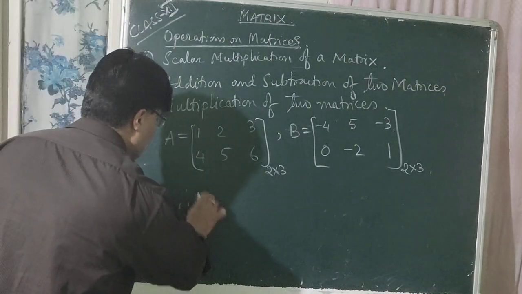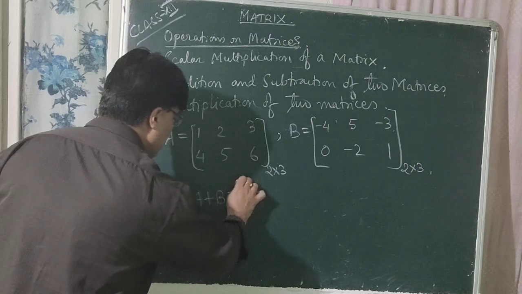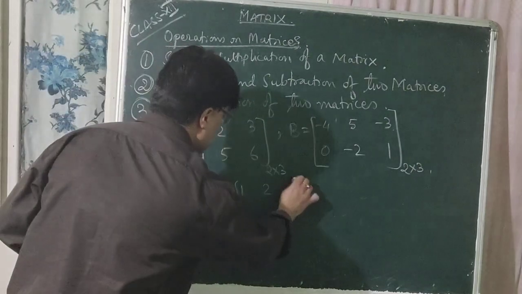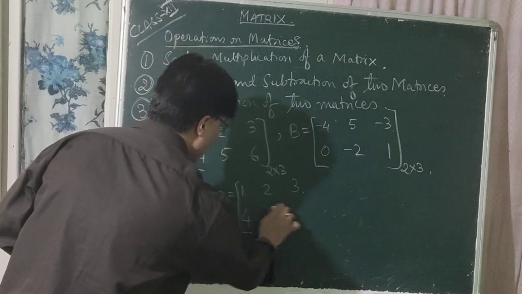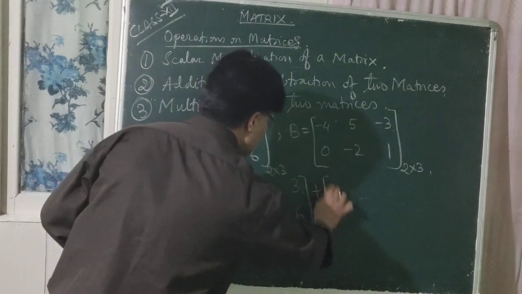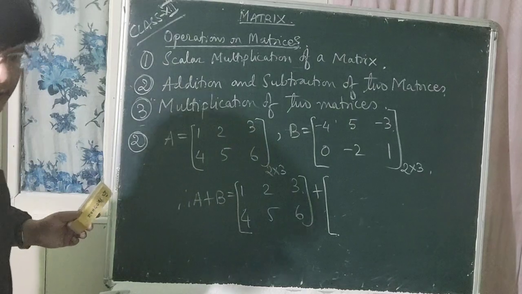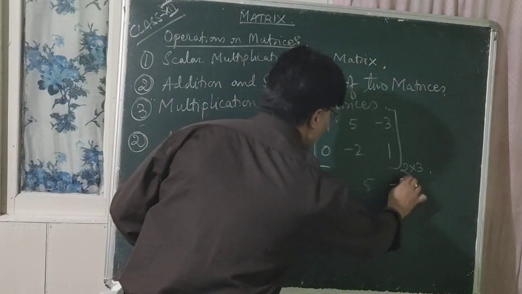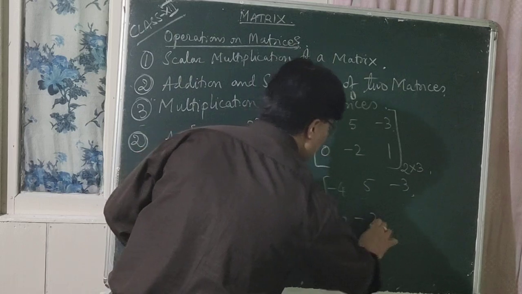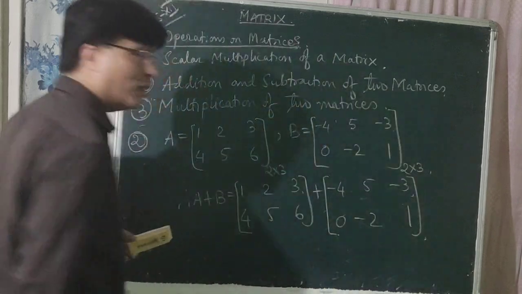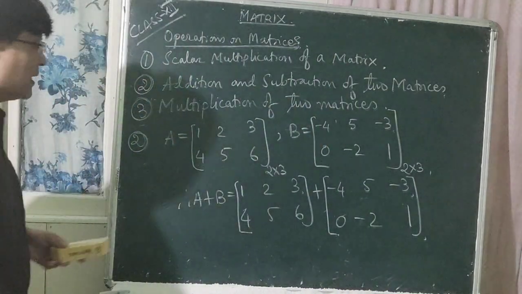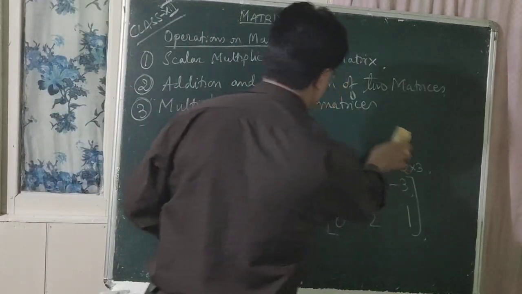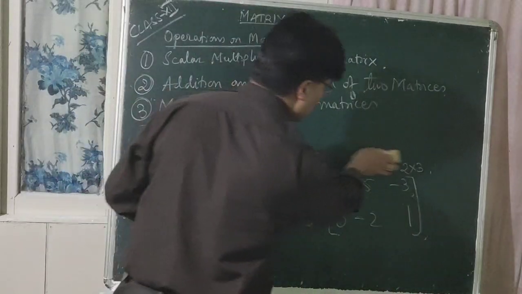So therefore, what is A plus B? Let us write down the matrix A again. It is 1, 2, 3, 4, 5, 6 plus, is that clear? Then what is the second matrix B? Minus 4, 5, minus 3, 0, minus 2, and this is your 1. Okay. Now you can easily add these two matrices, isn't it? So let us add them.